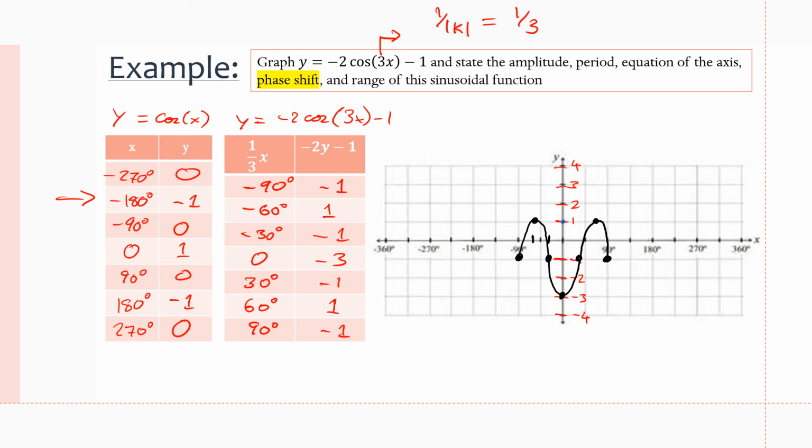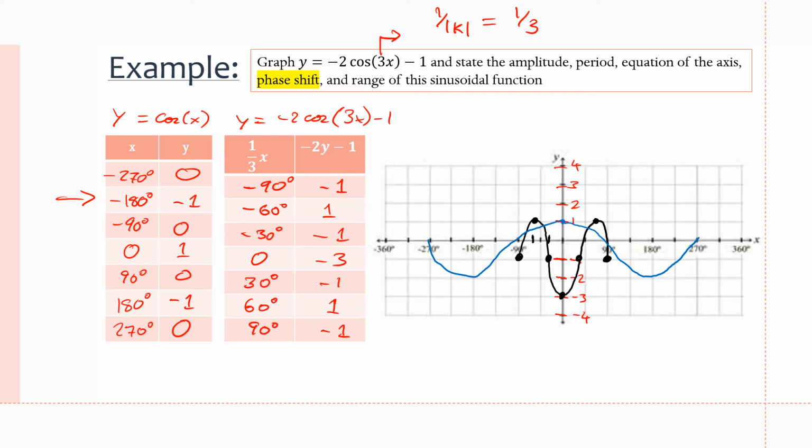So we start our cosine here, we go like this, something like that. And if we go back, something like that. Okay? So you can see that the graph has been compressed horizontally. We have reflected it along the x-axis. We have brought it down 1, and we have vertically stretched it by a factor of 2.